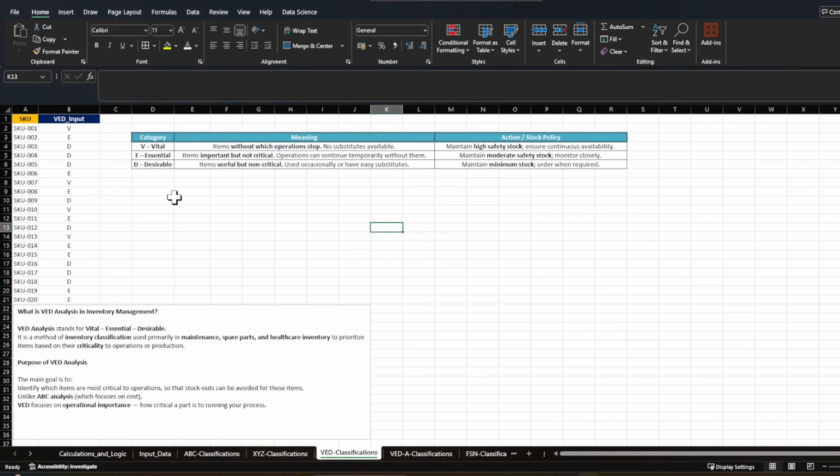Then there are desirable items. These items are useful but non-critical, and they are used occasionally and have easy substitutes. Okay, and we need to maintain minimum stock.